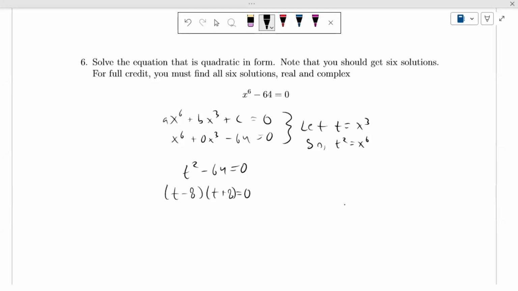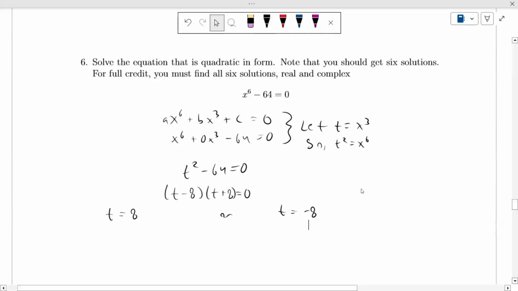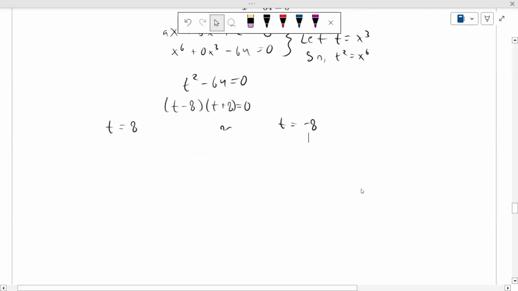Or you could do it using the quadratic formula, right? Don't forget the quadratic formula. Remember that, right? So it's negative b plus or minus the square root of b squared minus 4ac over 2a, right? Yeah, so you can do it any way you want to, right? But now you get two answers. You get t equals 8, or you get t equals negative 8, right? Fair enough. Okay.